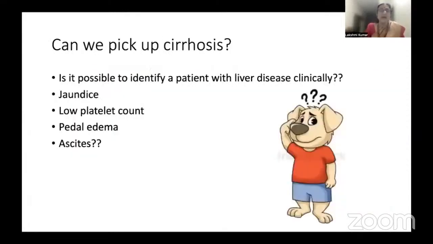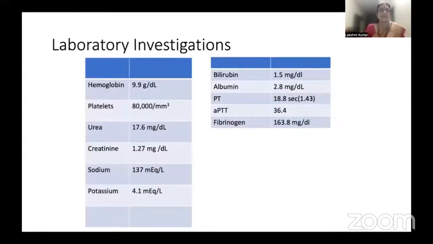So when you look at a patient, it may not be clinically evident, and how do you identify it? Sometimes just by doing blood counts, when you find thrombocytopenia and evaluate the cause of why the platelets are so low. Occasionally they can have jaundice, they may have pedal edema or ascites. So in this gentleman's investigation, you can see that the platelets are low. Fortunately, the renal functions were normal.